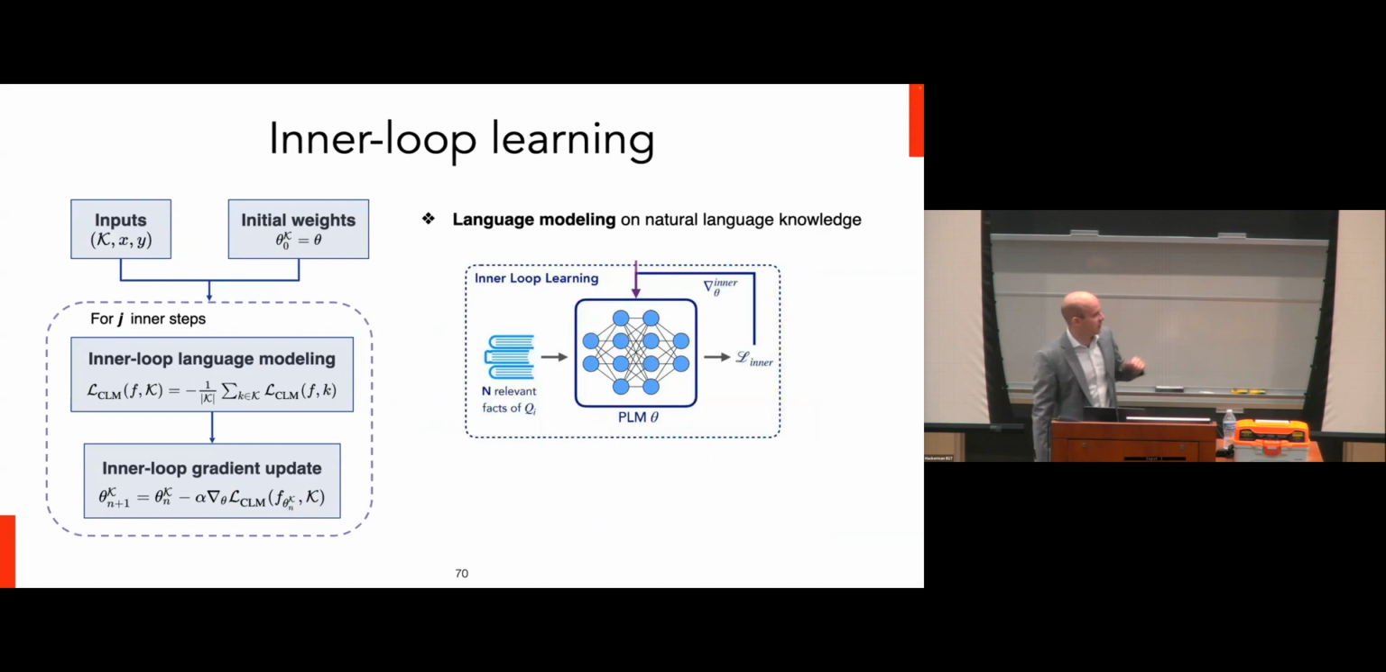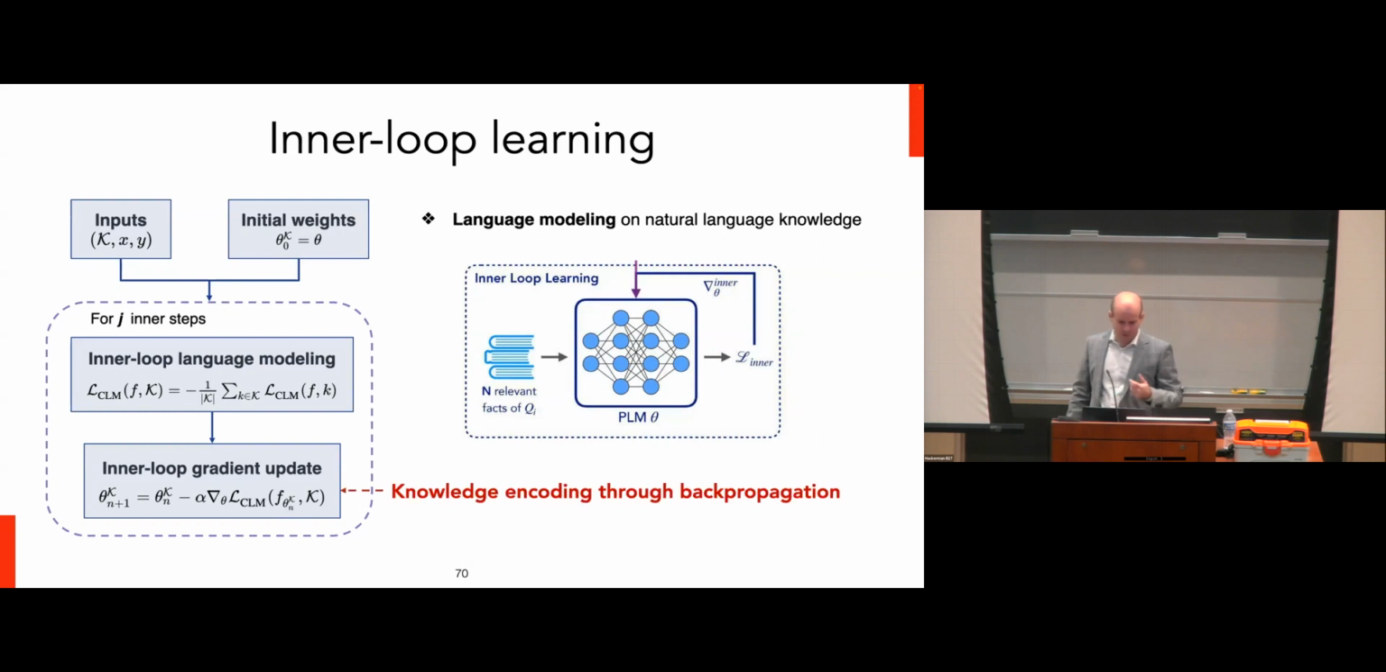So more formally, to reason about a particular problem, we're going to give the model a set of relevant facts K, a question X, and an answer to that question Y. And in the inner loop, we're going to use a causal language modeling objective to essentially encode the expressions of those facts into the system. So essentially, we're encoding the knowledge through simple backpropagation on language modeling.